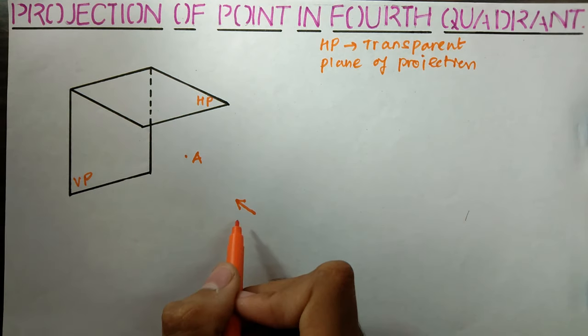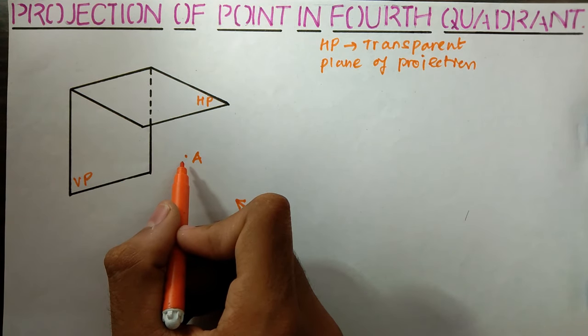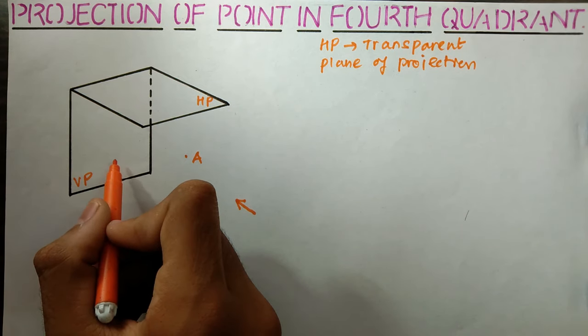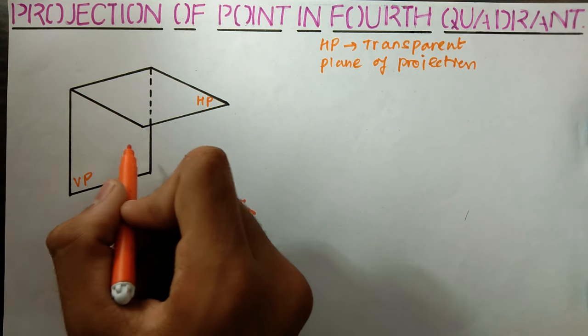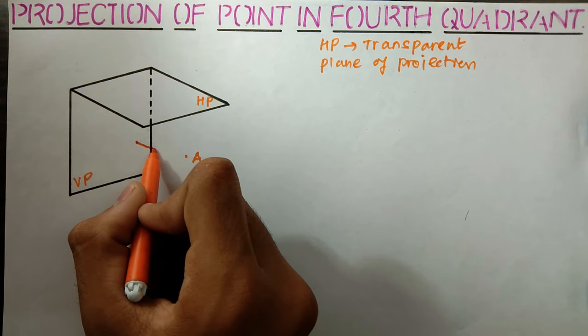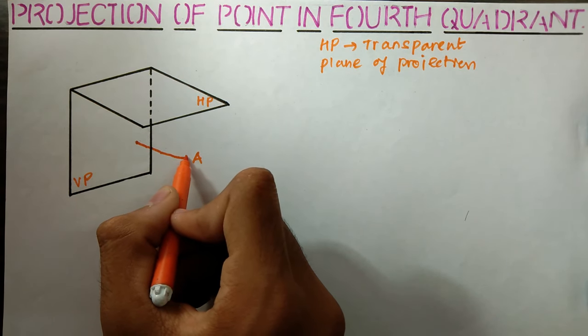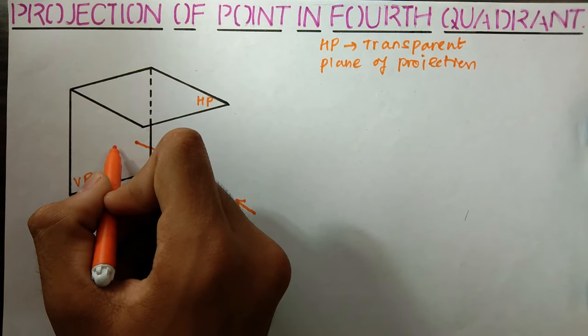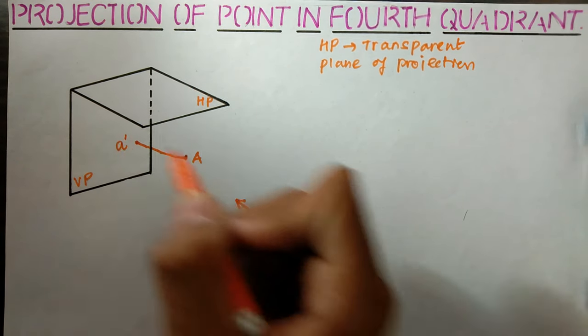Now, when an observer observes this point A from the front, we have a view intersecting the vertical plane, which leads us to the front view. So let us draw the projector intersecting the vertical plane at a certain point, which leads us to the front view. This point is the front view, A dash.